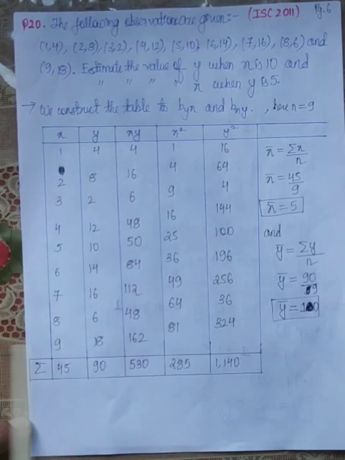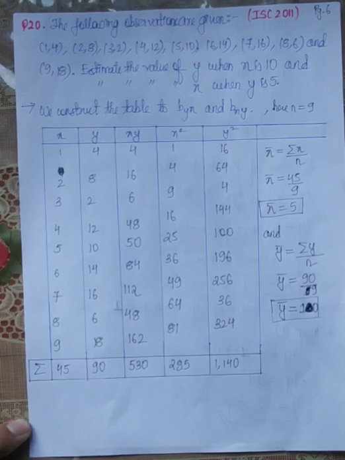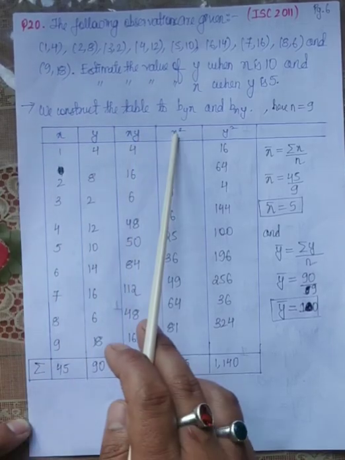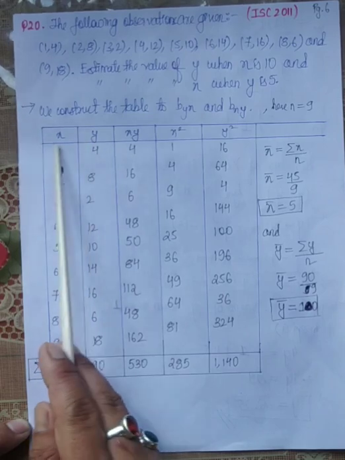So x we know is the abscissa and y the ordinate, which are x and y. Okay, I hope you're clear. The third column is again the product of x and y. The fourth column is x square, the fifth column y square. So by multiplying you can get xy.